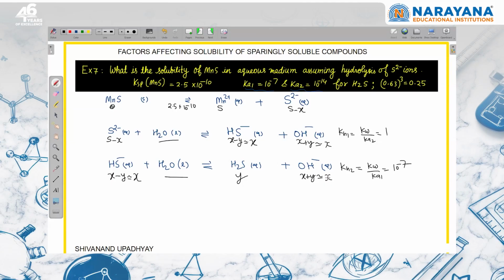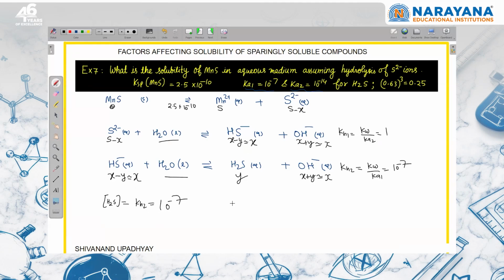So these are the concentrations of different chemical species at equilibrium. Now you can see that if they are asking what is the concentration of H2S at equilibrium, you can solve it. This X and this X will cancel out. So the H2S concentration is equal to KH2, which is equal to 10 to the power minus 7.